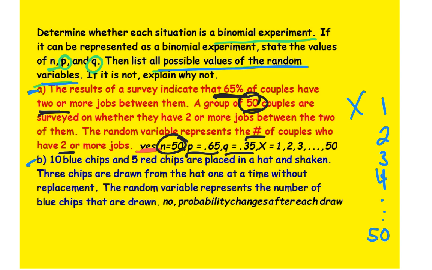We have 10 blue chips and 5 red chips placed in a hat and shaken. 3 chips are drawn from the hat one at a time without replacement. The random variable x represents the number of blue chips that are drawn. So remember, each time, the probability of drawing has to be the same. Since we did not put the chips back in, the probability changes every time. So this cannot be a binomial experiment, because the probability changes after each draw.